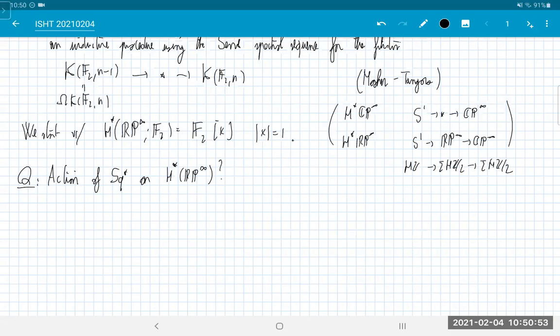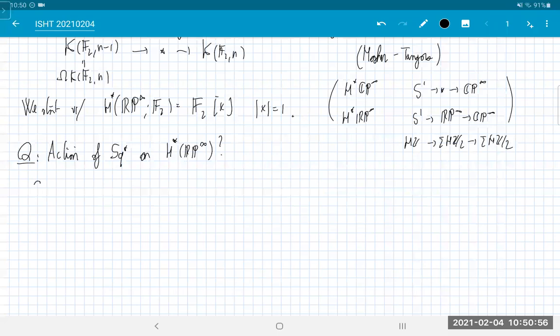Well, this is actually easy. Square zero of x is x, because it's the identity. And by the instability, we also have square one of x is x squared, because x is in degree one. And square i of x is zero for all i greater than one. These actually are all the squares. So we know the action on the polynomial generator. In particular, square bullet of x is just x plus x squared.